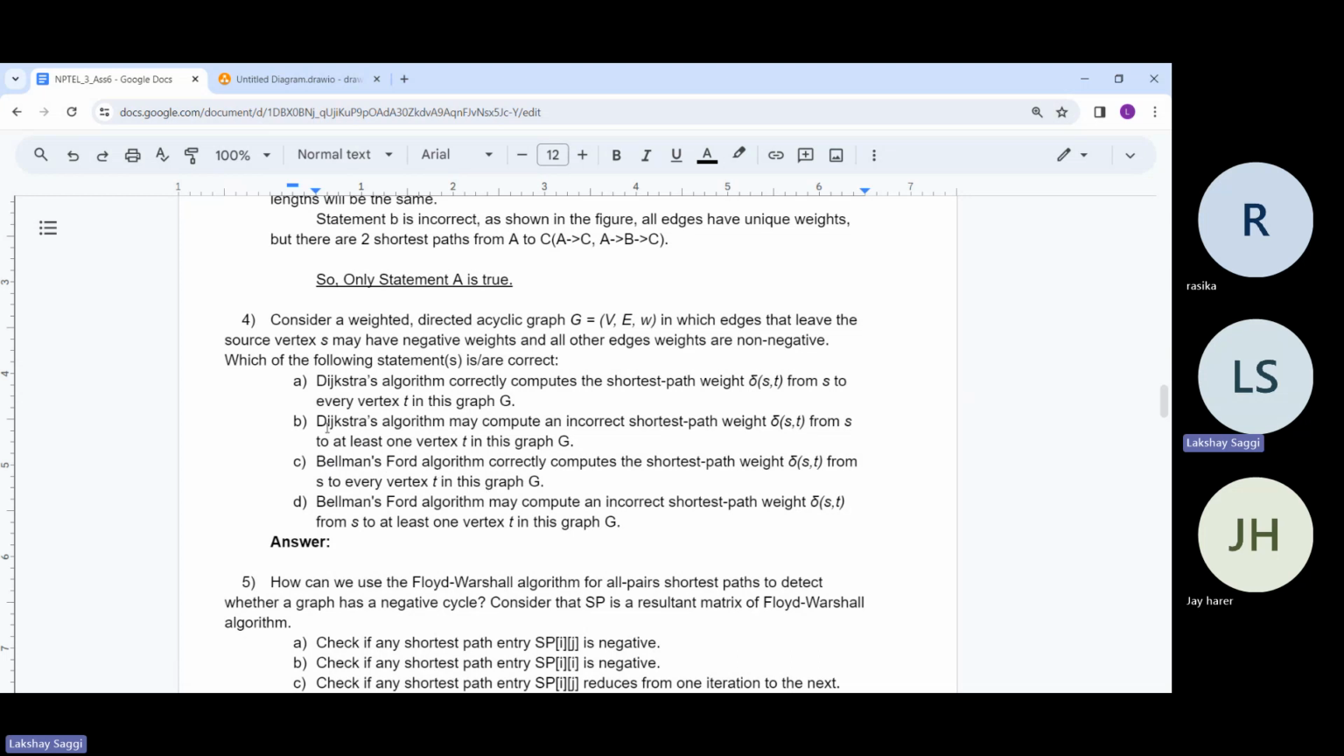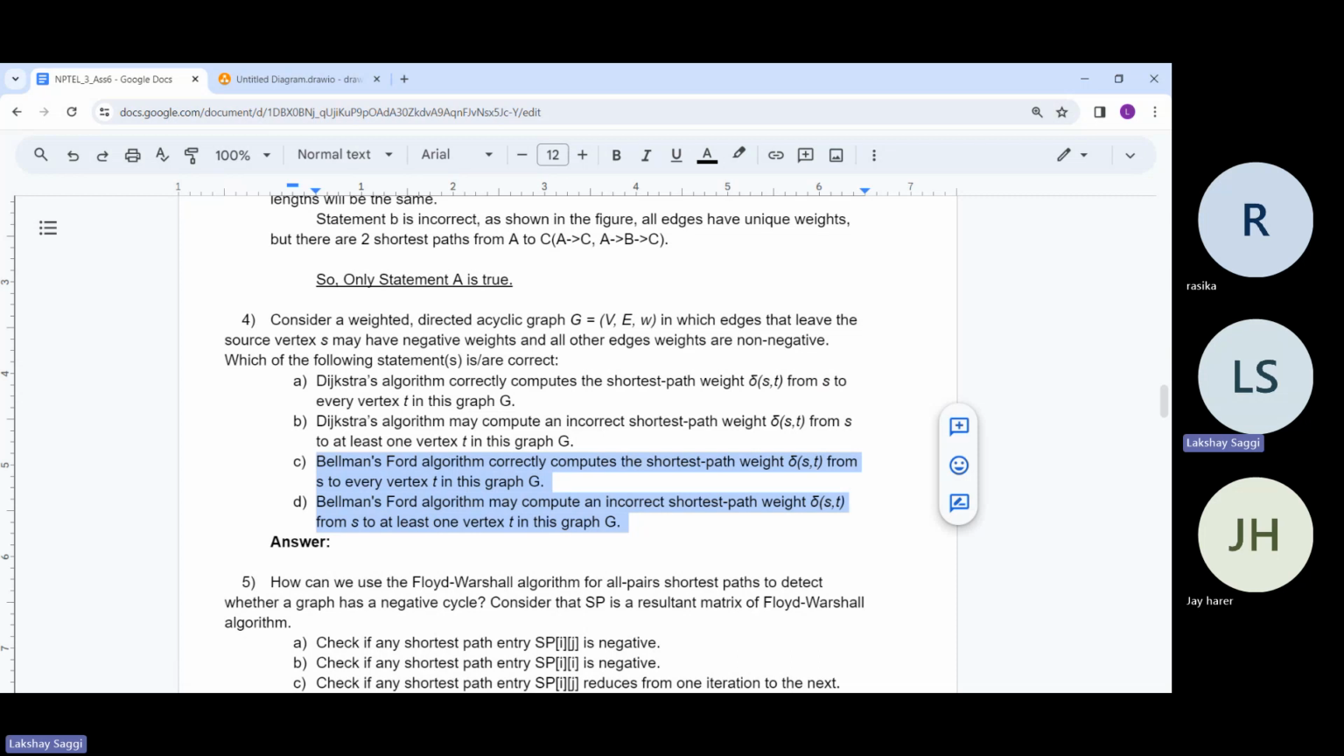So maybe this problem is just asking us, for Dijkstra, does it give a shortest path or does it not? And similarly, options C and D ask us to distinguish whether Bellman-Ford gives the shortest path or it does not. So let's start with the simpler one. Out of options C and D, what do you think is correct? Will Bellman-Ford compute the shortest path, or may Bellman-Ford fail to compute the shortest path in this problem?